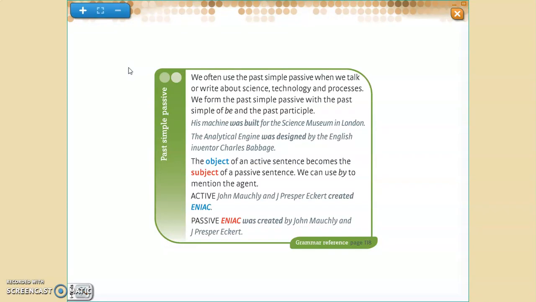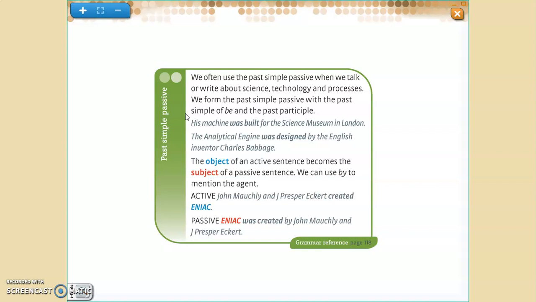We have been working with the passive voice for the last couple of weeks, but it's important to practice so that we can improve our grammar skills. So let me read this for you. It says that we often use the past simple passive when we talk or write about science, technology, and processes. We form the past simple passive with the past simple of be and the past participle.